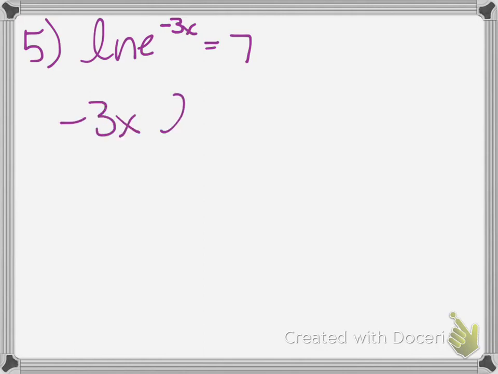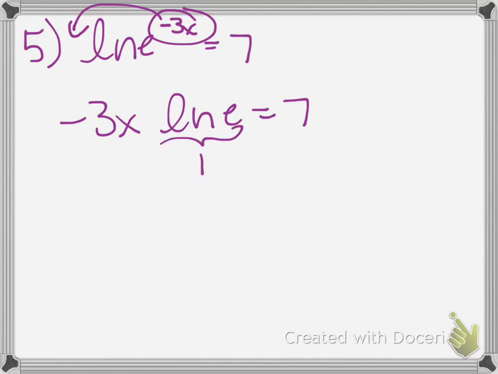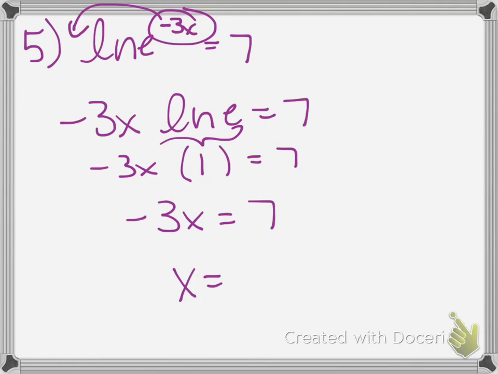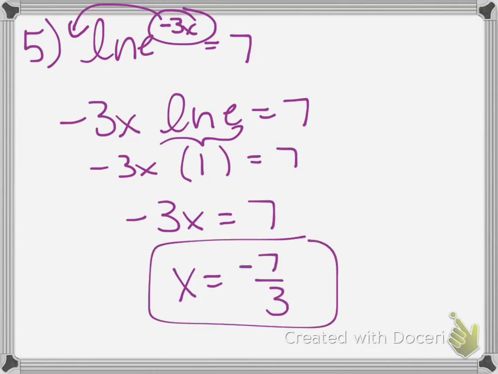Looking at our fifth problem, where we have ln of e to the negative 3x equals 7. So we're going to have, Lord have mercy, negative 3x ln e equals 7 because this is a power rule. So I need to move that exponent to the front. Remember that ln e equals 1, so I technically have negative 3x times 1 equals 7. So that's going to be negative 3x equals 7. And x is going to equal negative 7/3.